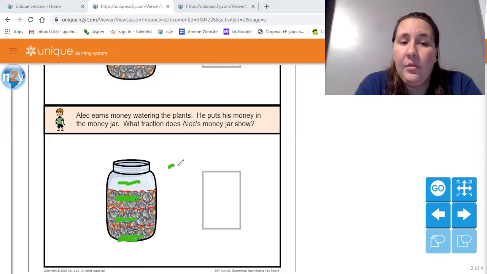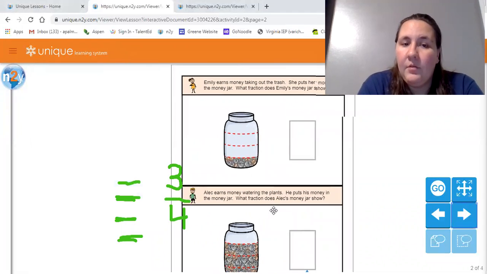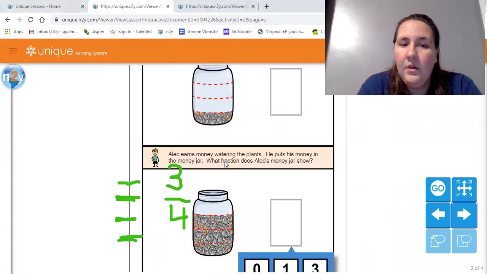So I had a 3 for how much money there were, and a 4 for how many pieces were all together, okay? So here's what my fraction is going to look like, 3/4. So I'm going to pull this up so you can see your choices.